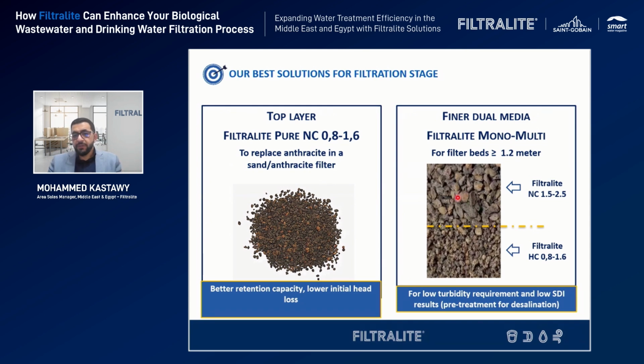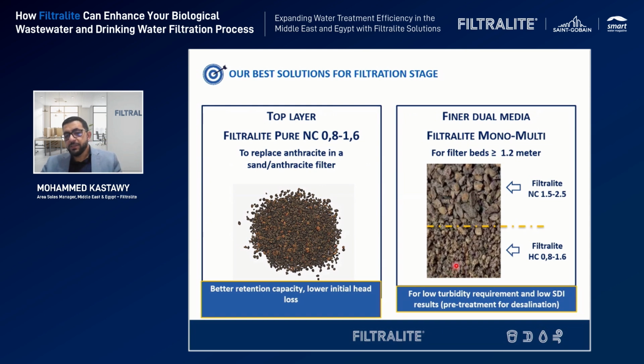Of course, we are giving an option to our customers either to use one layer of Filtralite, especially if we are talking about a depth of around 1 meter or maybe 1.2 meters. While if we are going to a higher depth, then you can use two different layers. With these two different layers, you can see that the top layer has the bigger grain size with a lower density, while the bottom layer has the smaller grain size with a heavier density.